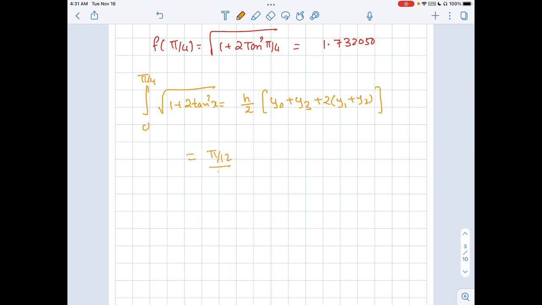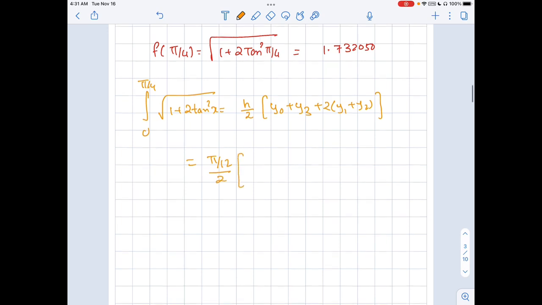So it's going to be (pi upon 12) upon 2. The first term is 1. The last term is 1.732050, plus 2 times the sum of the remaining terms. What are the other two remaining terms?